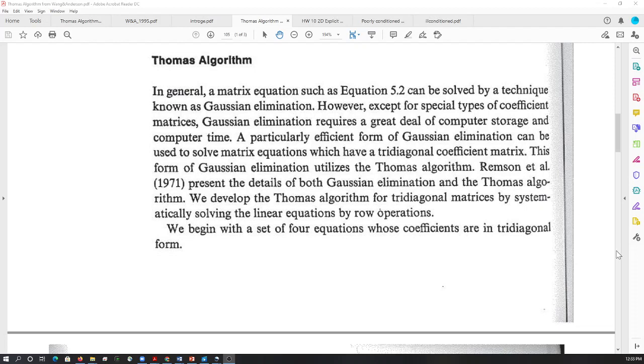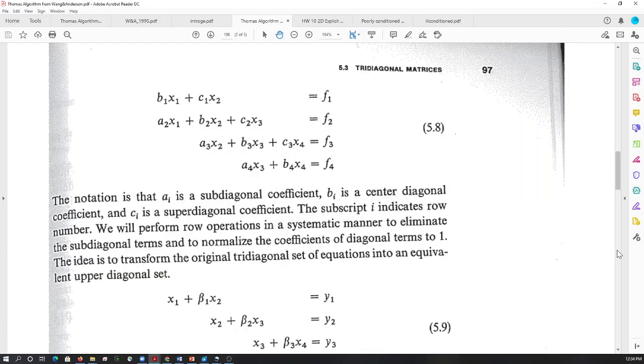We talked about how expensive Gaussian elimination is and how that scales as n cubed or n squared. For purposes of our class, we'll say n squared. The Thomas algorithm scales as just a factor of n, and it's much more efficient. Now let's talk about why.